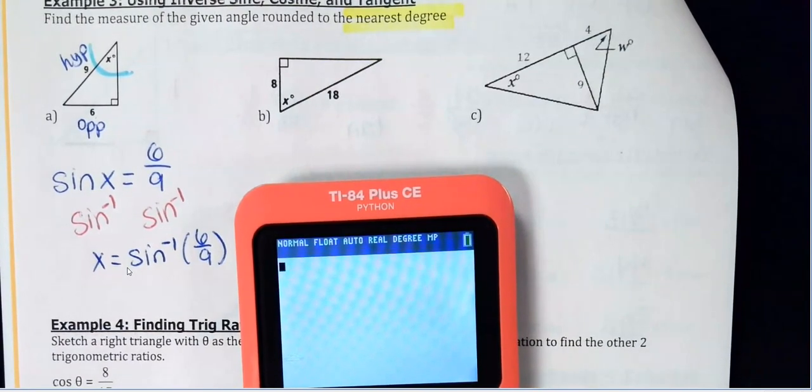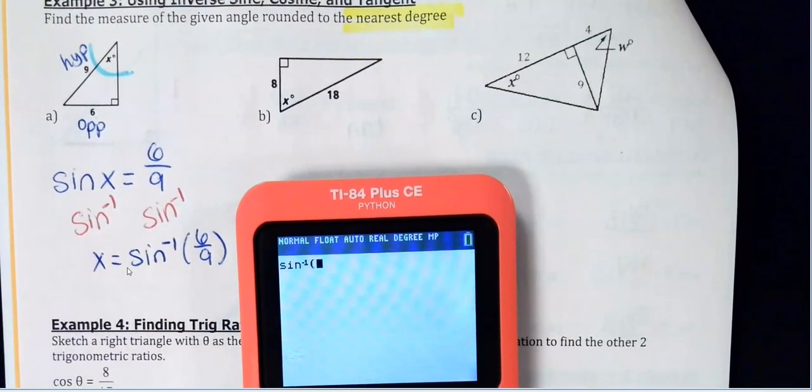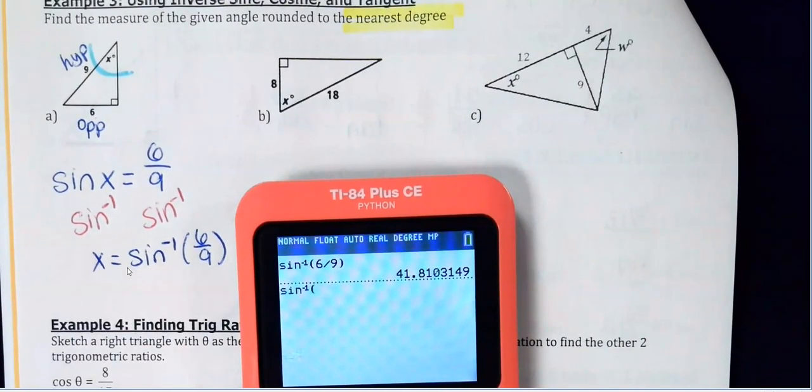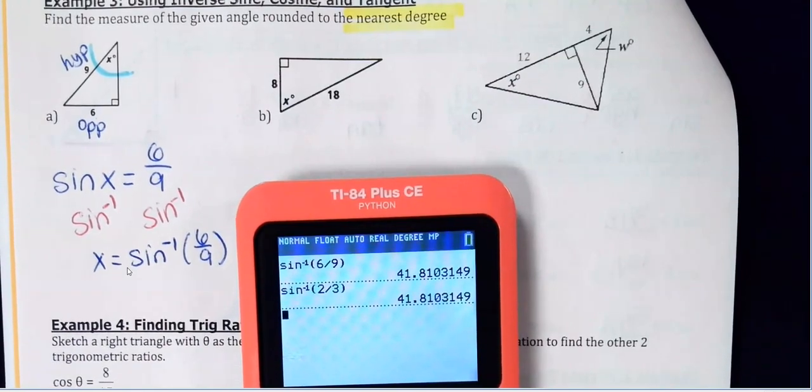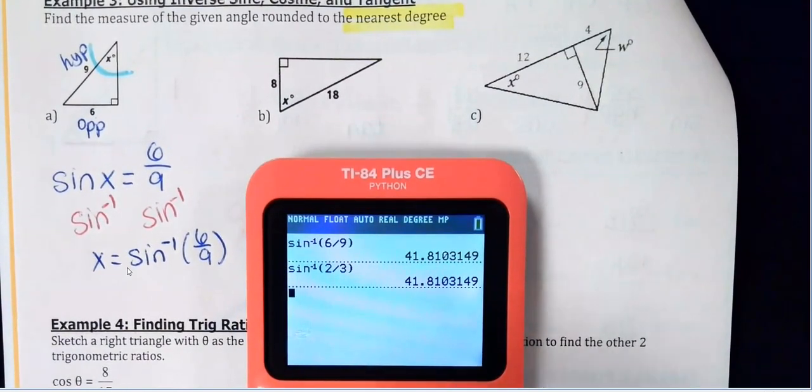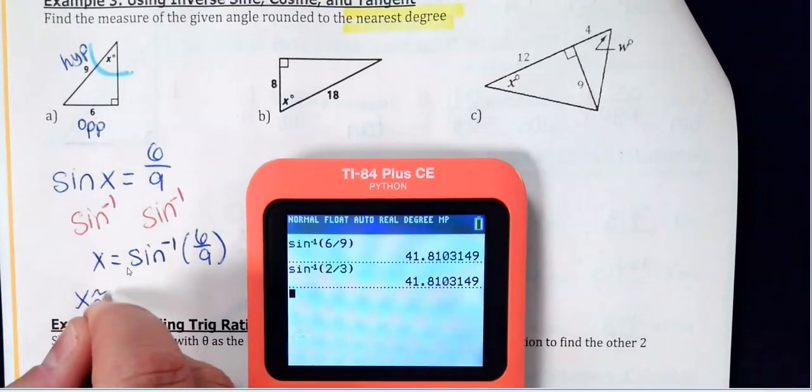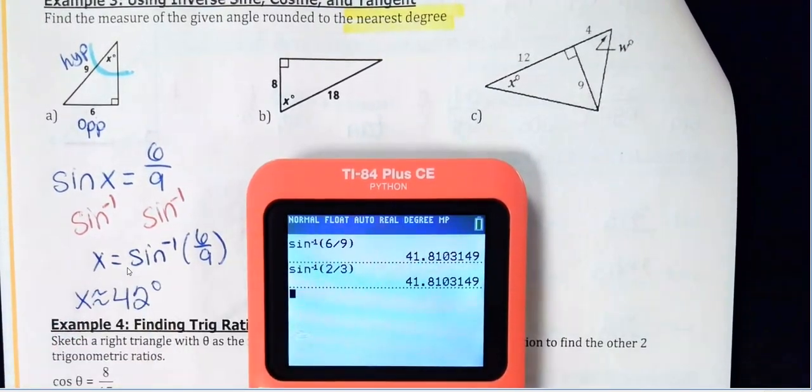All right, so I'm just going to do second sine and then just do 6 divided by 9. And I'll show you if I had reduced that, if I did 2/3, it gives me exactly the same thing. What would you guys round that to? Okay, good. So x is about 42 degrees there.